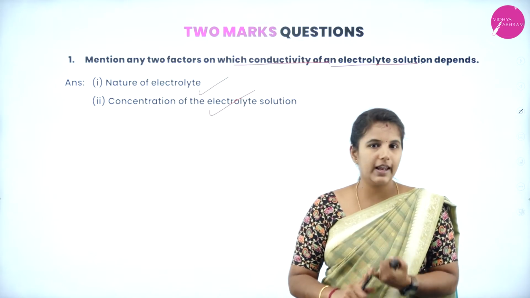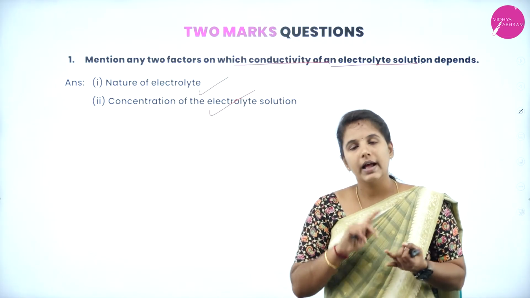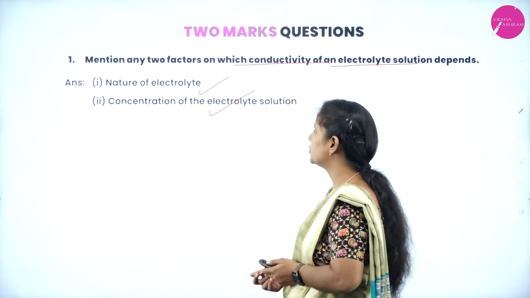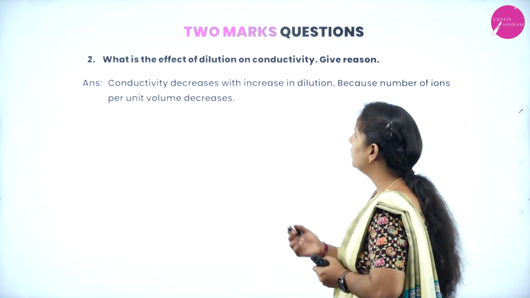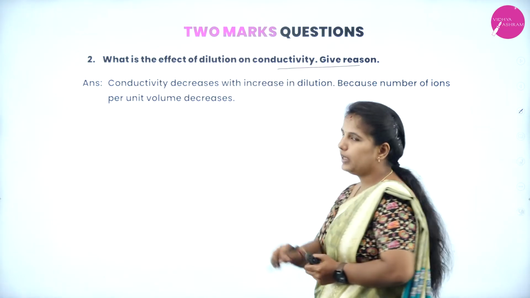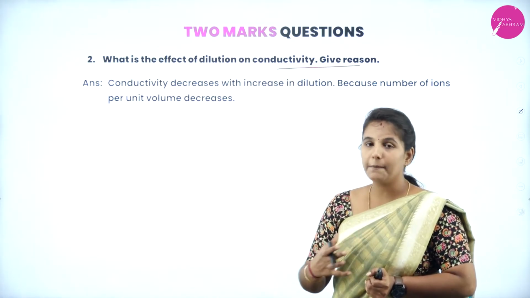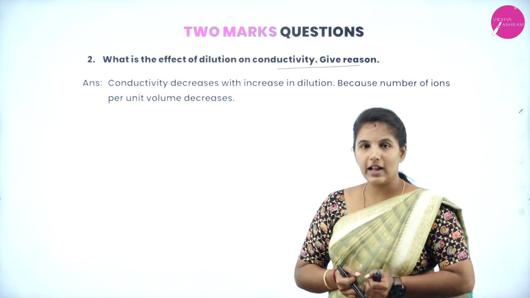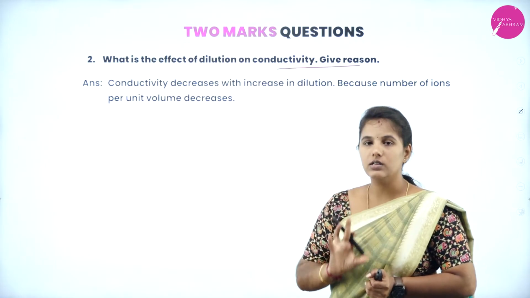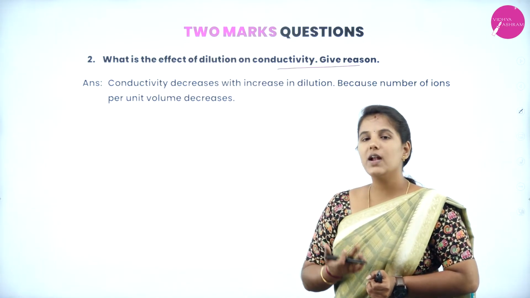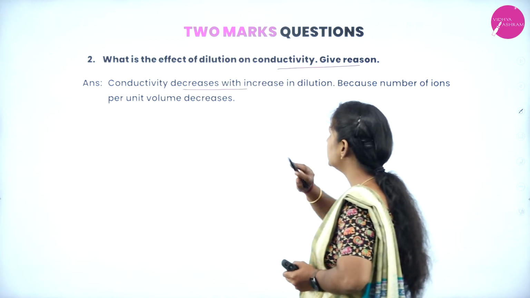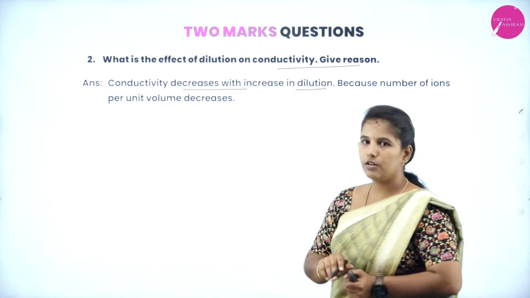One is the nature of the electrolyte, which is important, and another one is the concentration of the electrolytic solution. Next, what is the effect of dilution on the conductivity? Give reason. If you dilute the electrolytic solution, what will happen to the conductivity? Conductivity will decrease with increasing dilution.